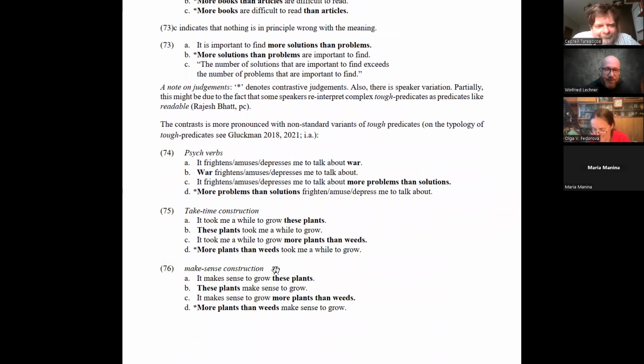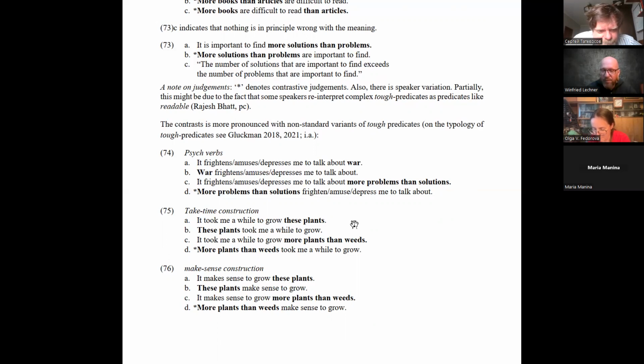Let's look at some other cases. For instance, take the time construction or the make sense construction. They have been shown, for instance, in work by Gluckman, to be very similar in their properties to tough constructions. So you can say things like, it took me a while to grow these plants, or these plants took me a while to grow. Now, let's embed a comparative. It took me a while to grow more plants than weeds. That's fine. But more plants than weeds took me a while to grow.